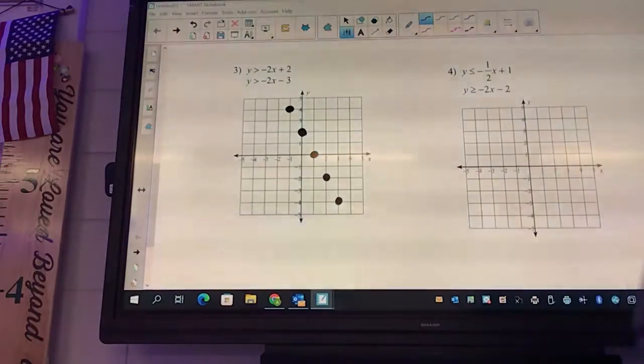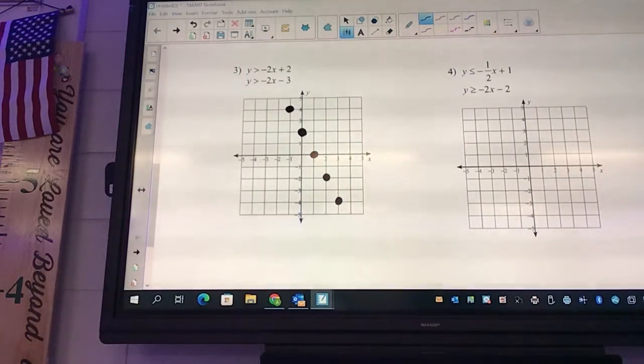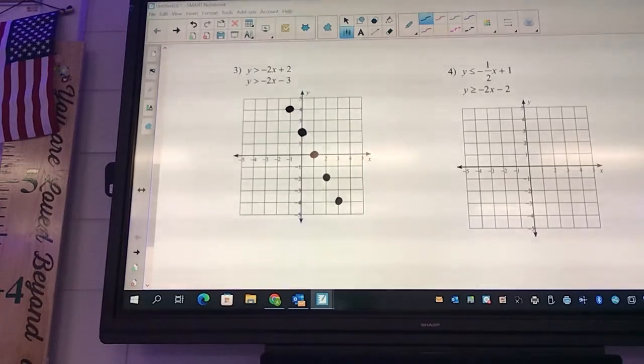On the first line, you need to plot as many points as you can. Should that be a solid or a dotted line? Should definitely be a dotted line.